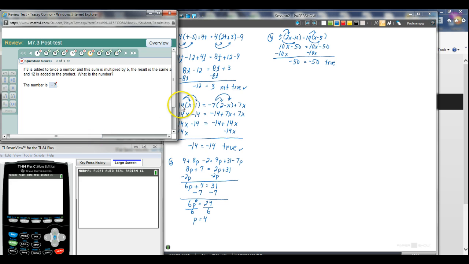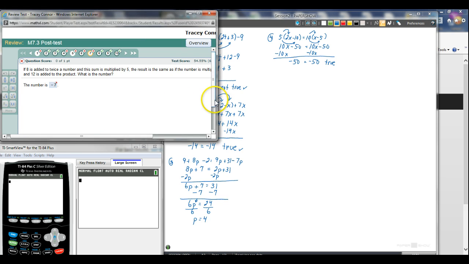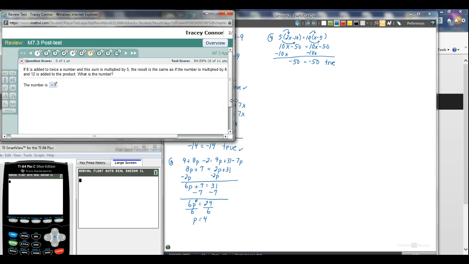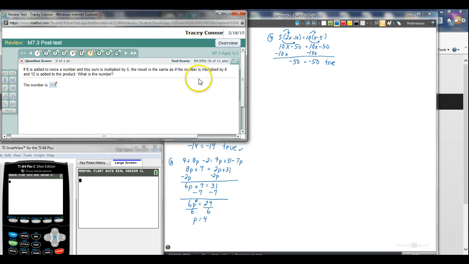Okay, so here we have our word problems. All right, so if 8 is added to twice the number and the sum is multiplied by 5, the result is the same. Okay, so it says the result is the same, so it's telling me equals. So I have it equals here.